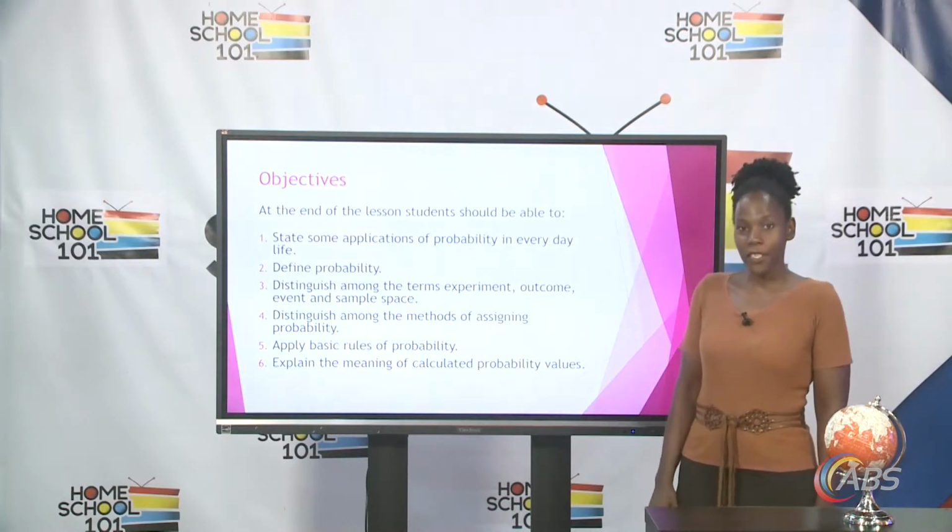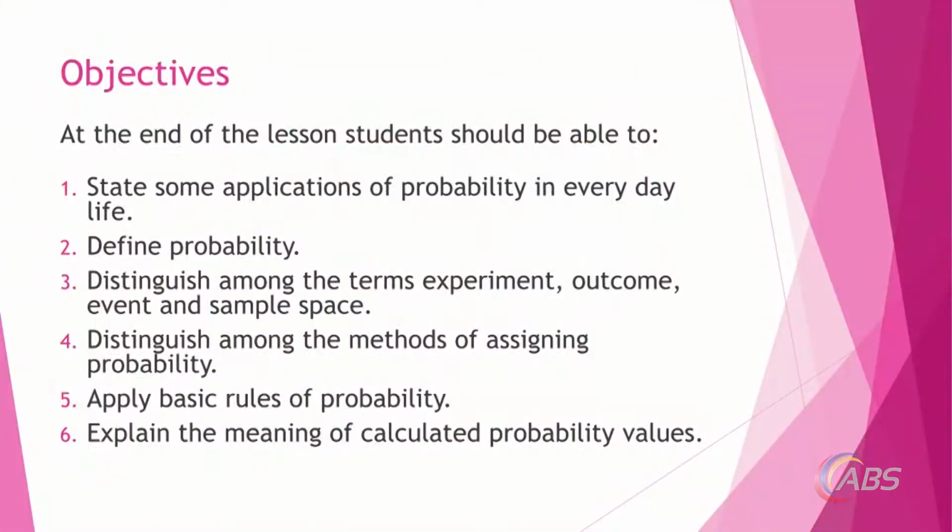At the end of today's class, you should be able to state some applications of probability in everyday life, define probability, distinguish among the terms experiment, outcome, event, and sample space, distinguish among the methods of assigning probability, apply basic rules of probability, and explain the meaning of calculated probability values.